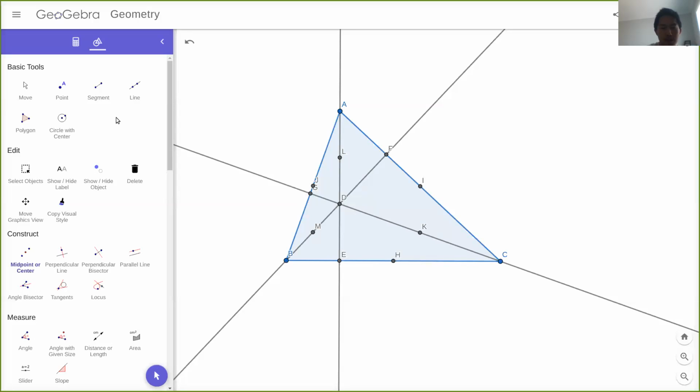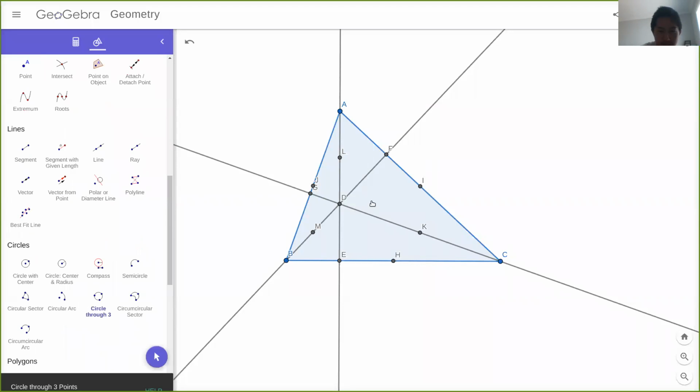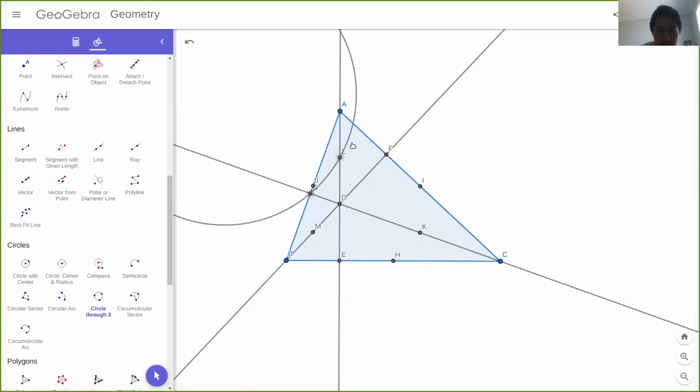And so what do you notice? What do y'all notice about all these points? L, J, G, M, E, H, K, I, F. Circle. Yes, it's a circle. So if we choose any 3 points and draw the circle through them, it goes through all these points. How many points? 1, 2, 3, 4, 5, 6, 7, 8, 9 points. This is called the 9-point circle.